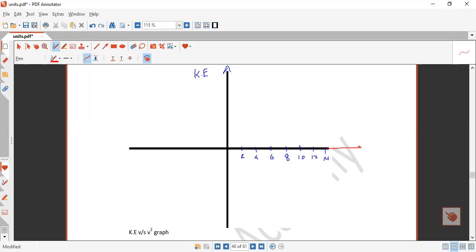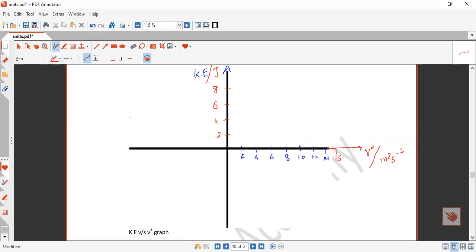And let's say this is our x-axis, v square on the x-axis, and 16 is here. And the kinetic energy values are like, let's say, 2, 4, 6, and then let's say 8. Kinetic energy is measured in joules, and velocity square is measured in m²s⁻², right? So I'm gonna draw the graph.